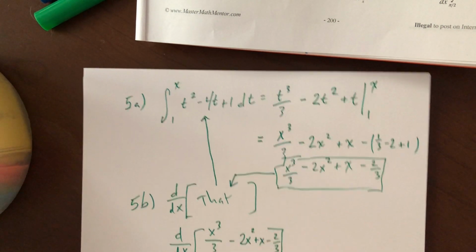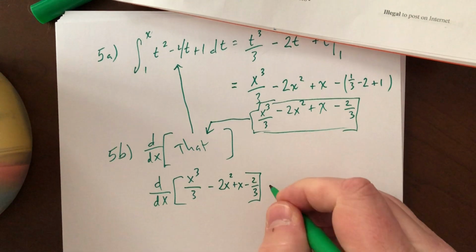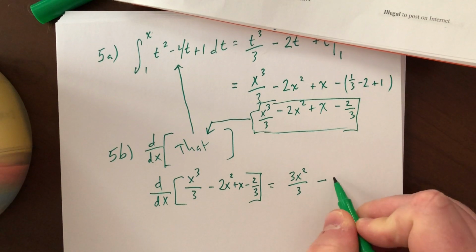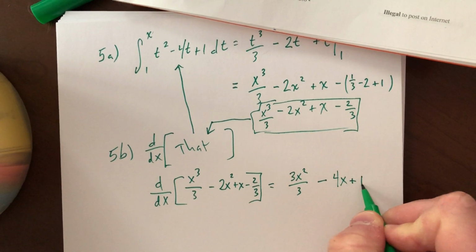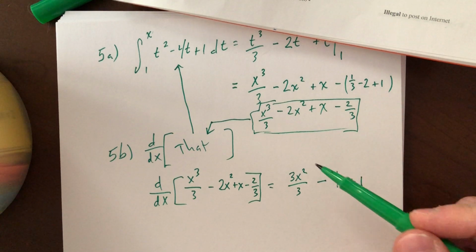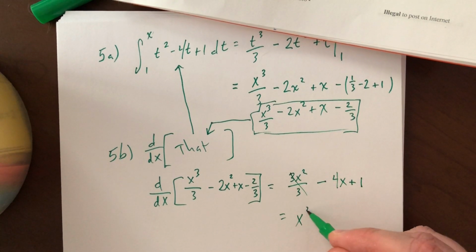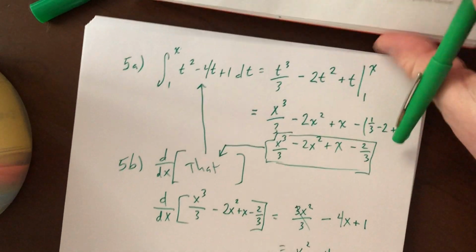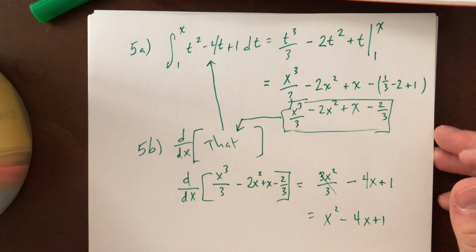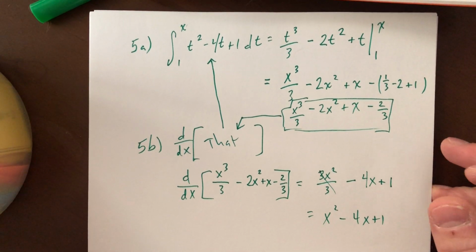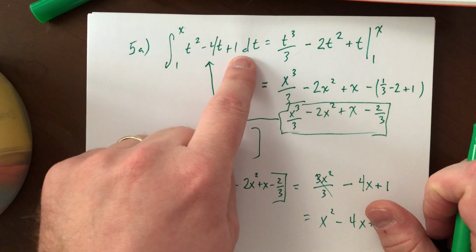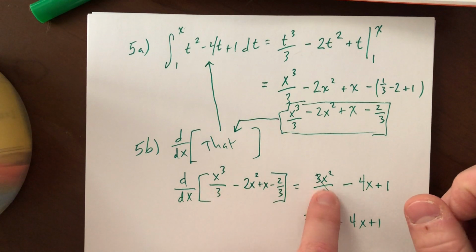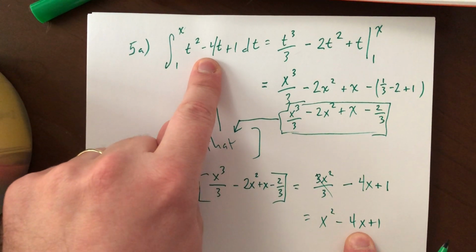Because check it out. What's the derivative of this? Let's see. Well, x cubed over 3 turns into 3x squared over 3 minus 4x plus 1. 2/3 goes away. Wait, hold on a second. The 3's cancel out. We get x squared minus 4x plus 1. So, in case what we just did is lost on you, we started out with an integral. We took the integral. Then we took the derivative, and we ended up with what we started with, except the variable changed.